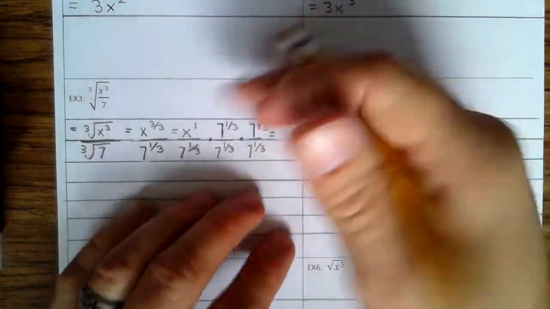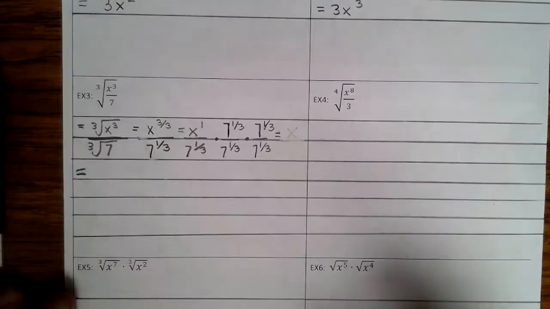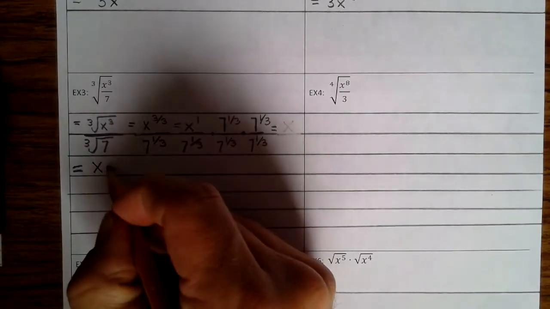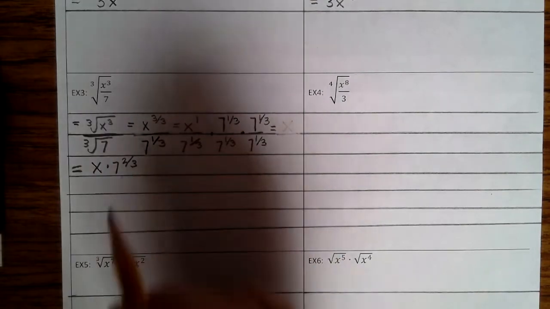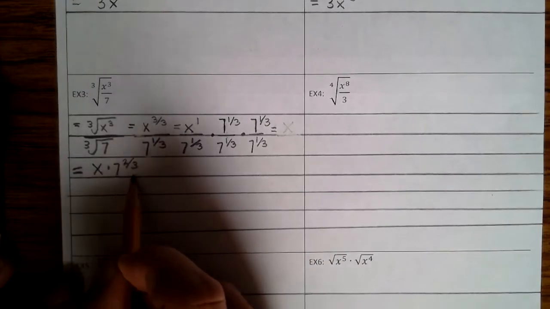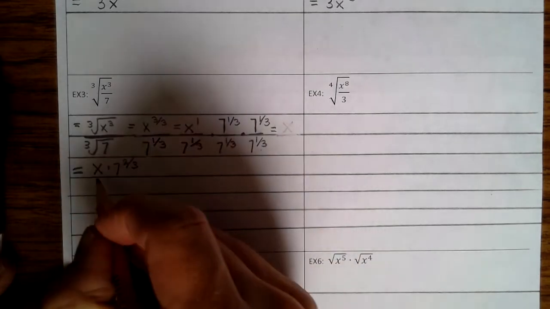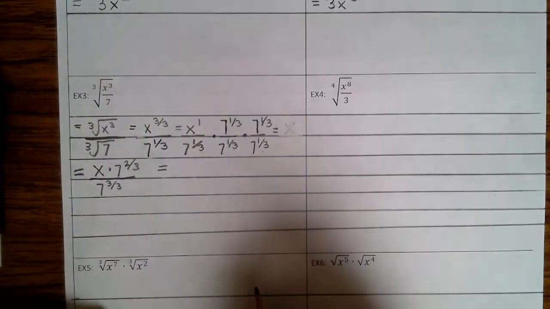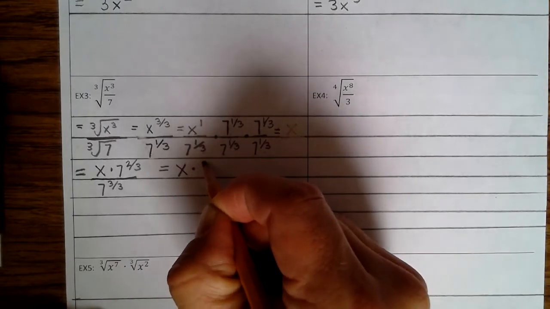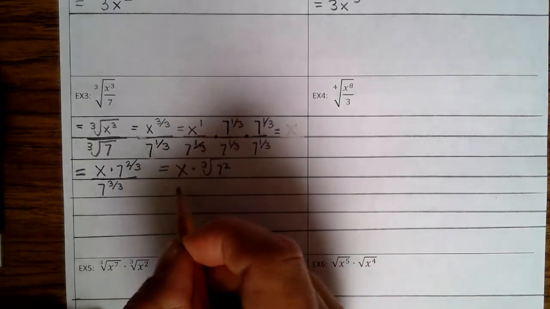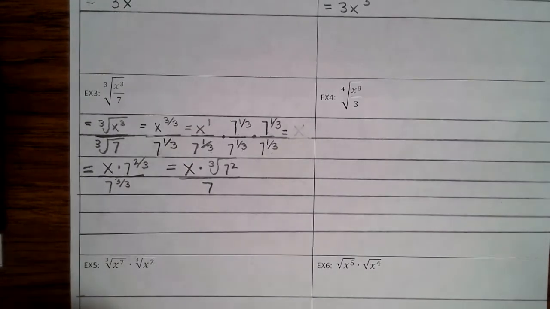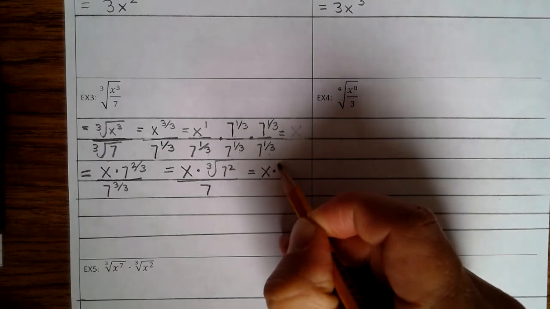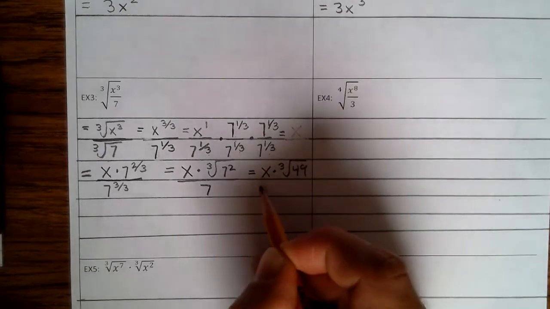I don't know if I have enough room here, so I'm going to bring my work down here. So now that's x times, now when you multiply exponents, you add them, so that's 7 to the 2/3 power, divided by 1/3 plus 1/3 plus 1/3 is 3/3. So that's divided by 7 to the 3 divided by 3. So now this is x times the cube root of 7 squared divided by 7. And the reason we did that is you can't leave a radical in the denominator. So the last thing is x times the cube root of 49 divided by 7.